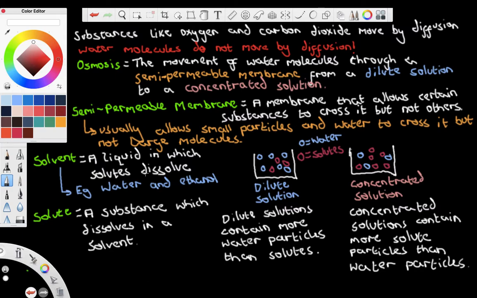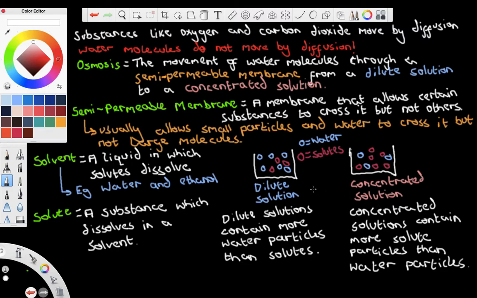Solvents are liquids into which solutes dissolve, such as water and ethanol. So water is a solvent, whereas solutes are substances which are dissolved in a solvent. A dilute solution, which is what we're talking about here, is a solution that contains more water particles than solute particles, whereas a concentrated solution contains more solute particles than water particles.